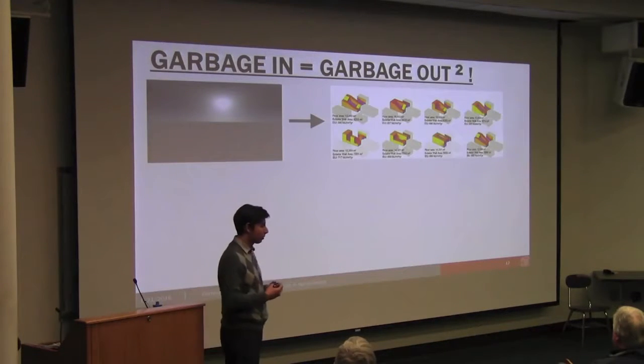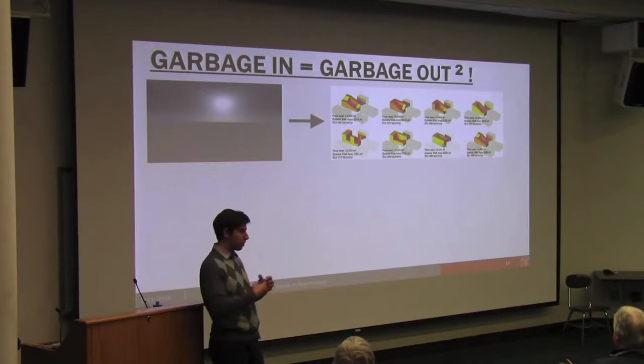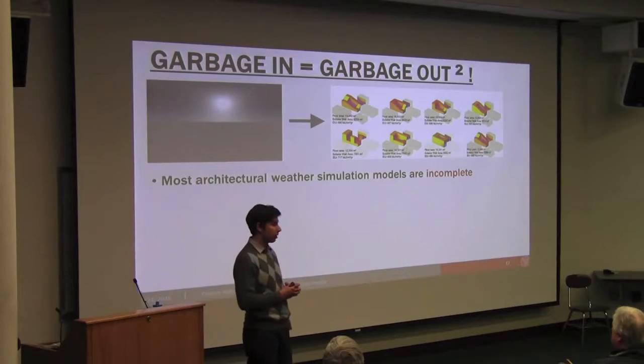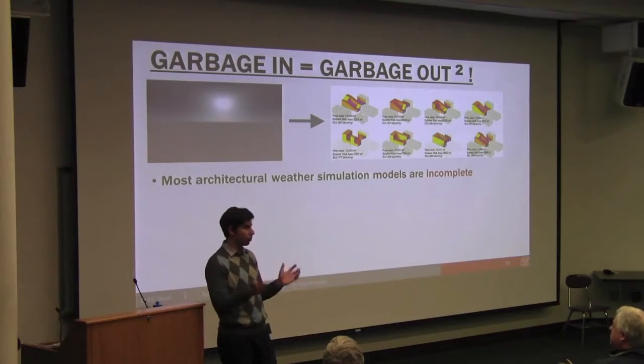So my main problem with our simulations is, when you put a bad simulation model in, you're going to get bad data out. This is sort of what models currently happen. So I would contend that most architectural weather simulation models are wrong. And they're wrong in the fact that they blur over a variety of interesting details.